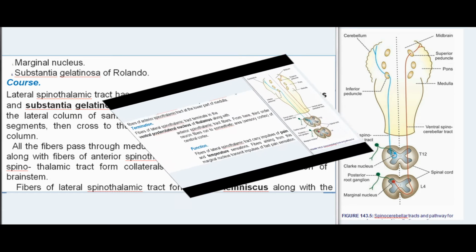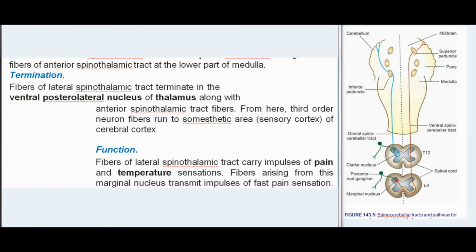Fibers of the lateral spinothalamic tract form the spinal lemniscus along with the fibers of the anterior spinothalamic tract at the lower part of the medulla. Termination. Fibers of the lateral spinothalamic tract terminate in the ventral posterolateral nucleus of the thalamus along with anterior spinothalamic tract fibers.